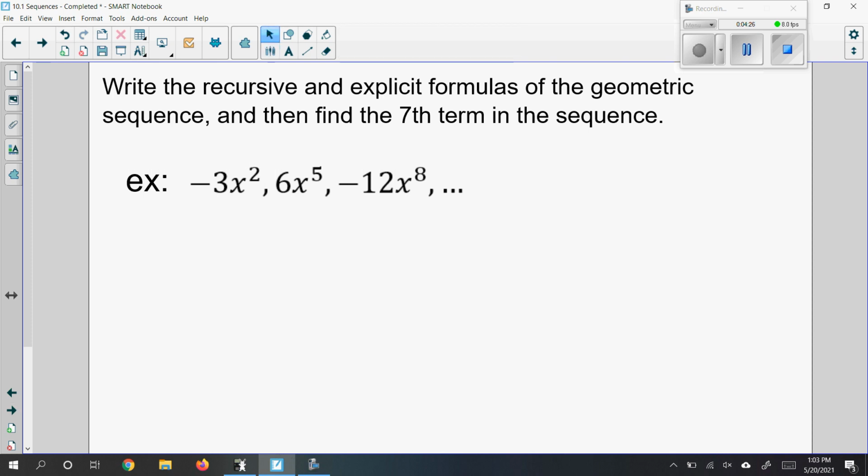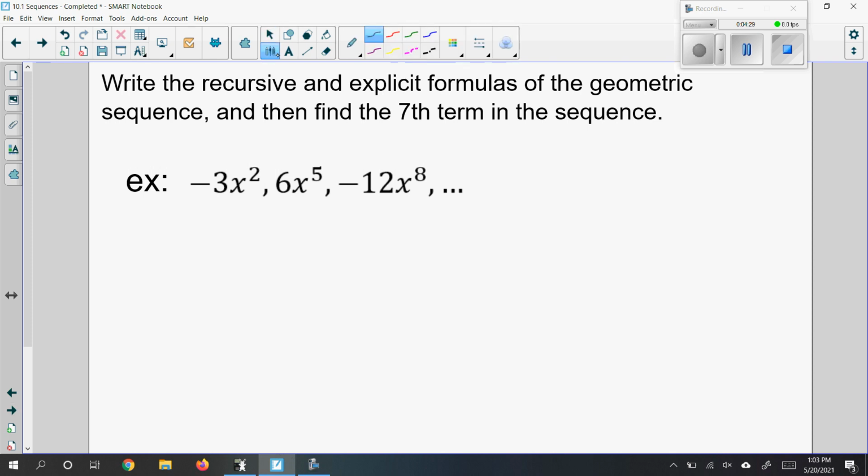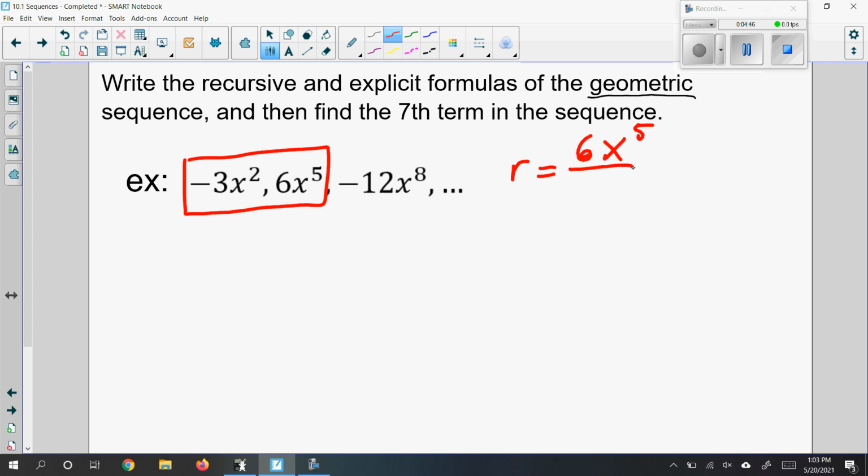Now let's look at an algebraic example. Okay, this is telling us that it is geometric. So since we know it's geometric, we can look for r. Now we'll just take consecutive terms. I'll take the first two. So 6x to the power 5 divided by -3x squared. And so we'll divide 6 by -3 and get -2. And when you divide like bases, you subtract the exponents. So this is x to the power 3.